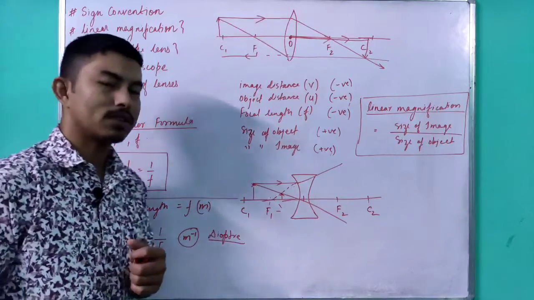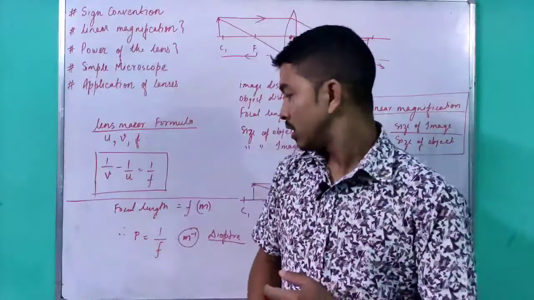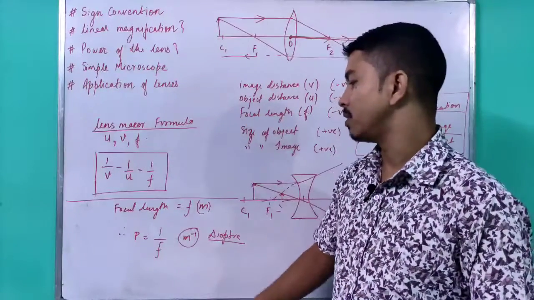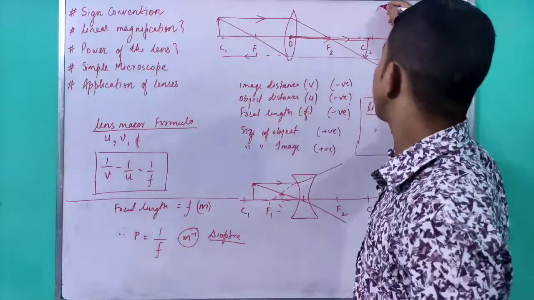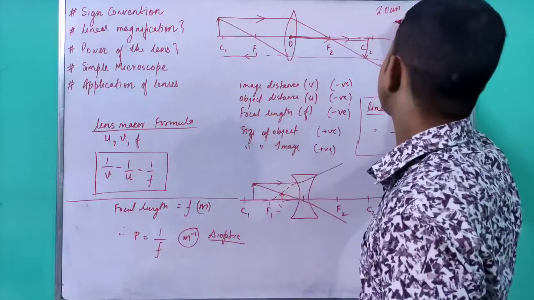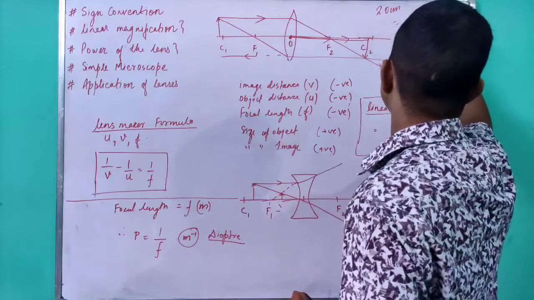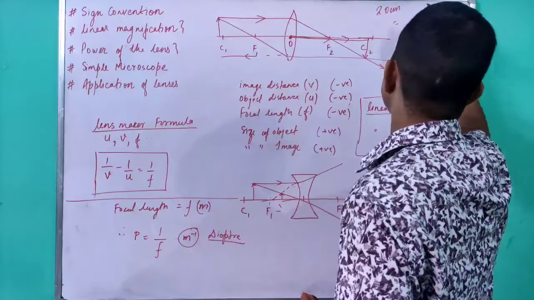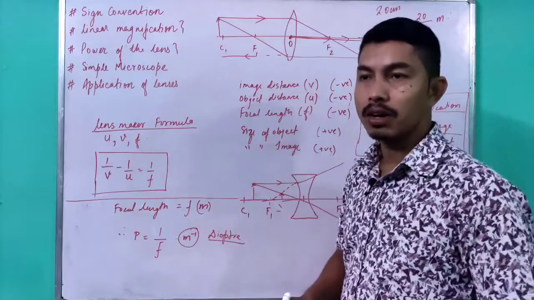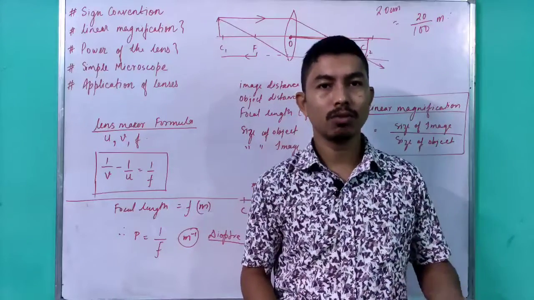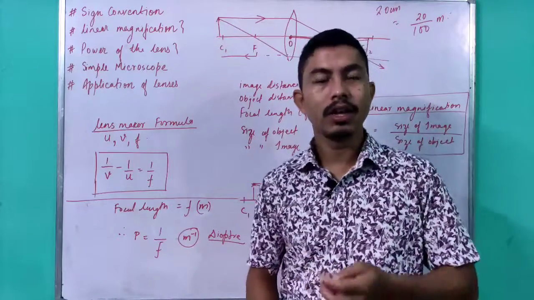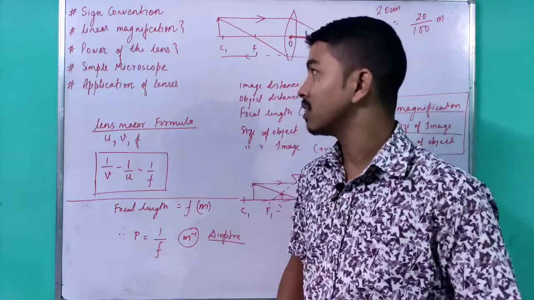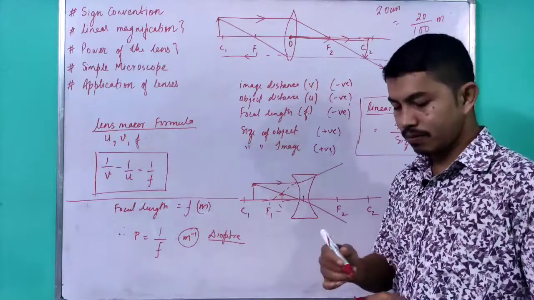What is the power of the lens? The power of the lens is the reciprocal of the focal length taken in meters. Even if the focal length in the question is provided as 20 centimeters, you will convert it into meters, which will be equal to 20 divided by 100 meter. In this way we can convert centimeters into meters, and whatever the focal length is, the reciprocal of the focal length is defined as the power of the lens.